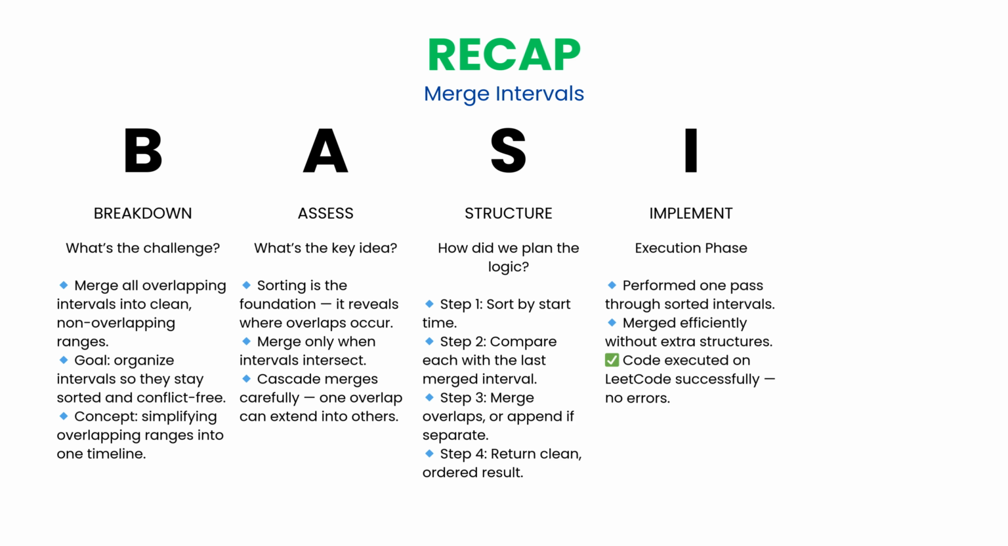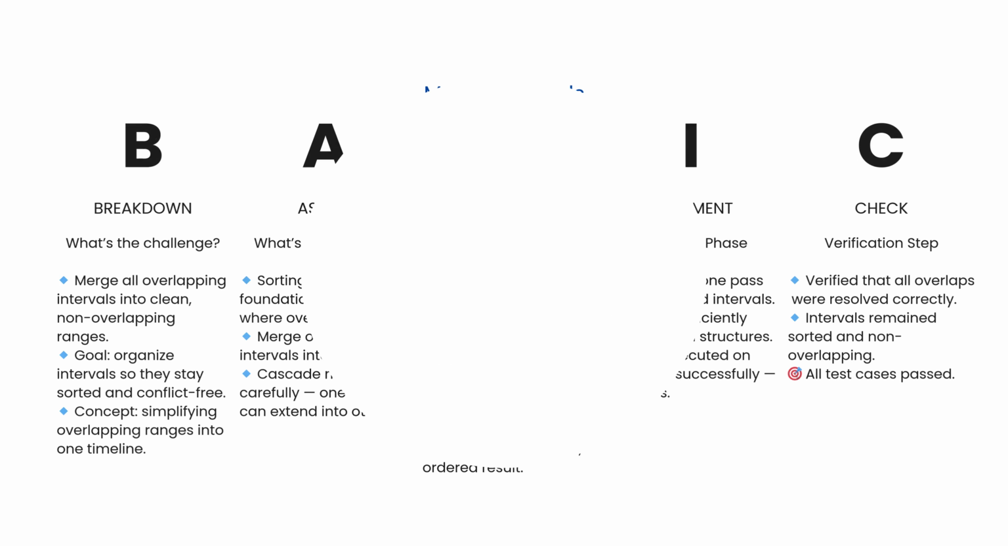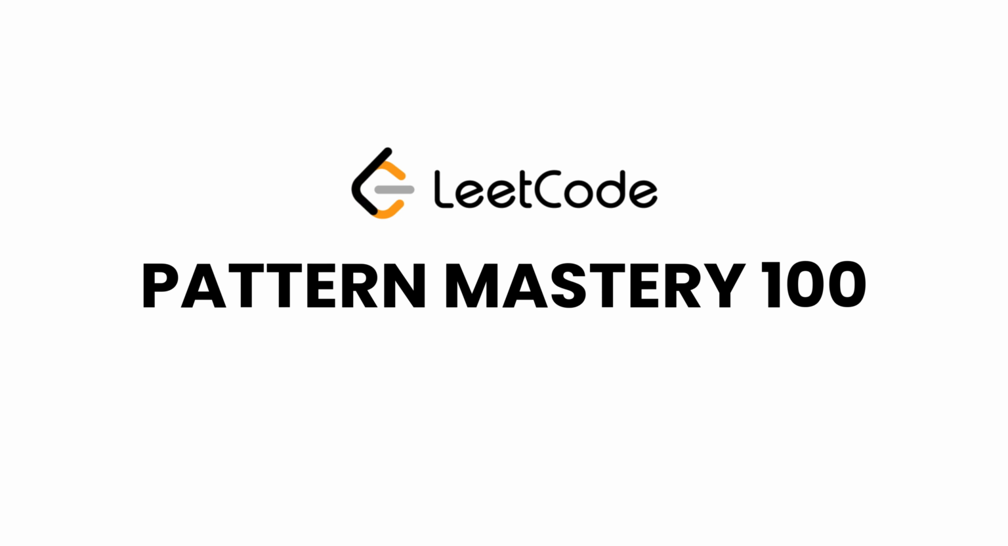We followed that plan. Sorted the intervals, merged overlaps in a single pass, and built the final result step by step. The solution ran smoothly on LeetCode. No syntax issues, no logic errors. We verified the output thoroughly. Overlapping, adjacent, and empty cases all produced the right results. Every test case passed successfully on LeetCode. The key takeaway? Sorting simplifies complexity. By thinking in sequence and merging only when needed, you transform what looks like chaos into perfect order, one of the most fundamental problem-solving lessons in computer science.